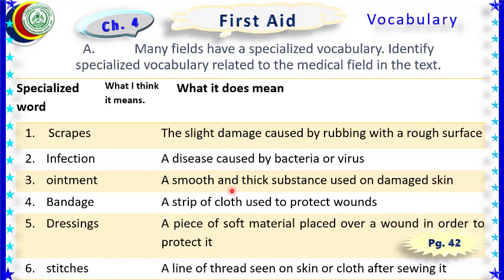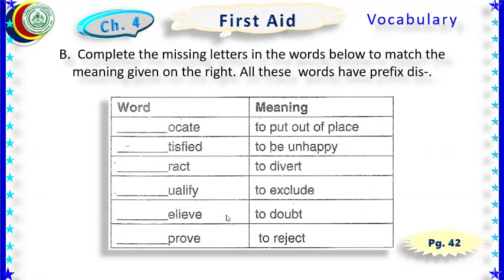Ointment is cream that is used on damaged skin. Bandage is a strip of cloth. Dressing is a piece of soft material. Stitches, a line of thread.